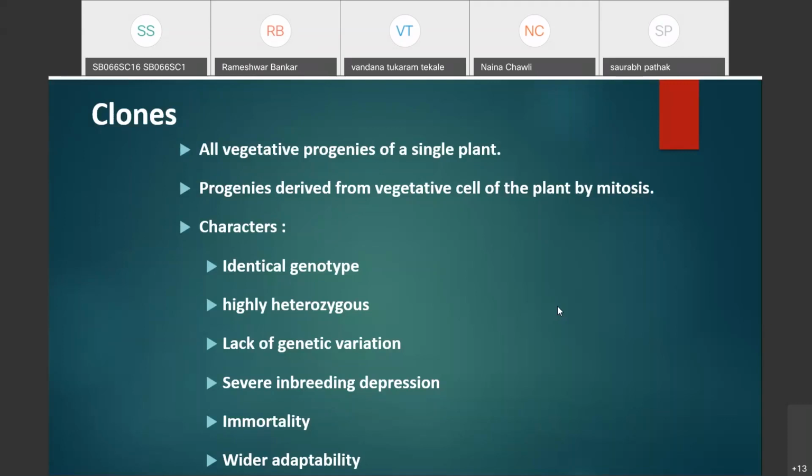Then the next one, lack of genetic variation, as we just discussed, these are genetically uniform. Then the second one, severe inbreeding depression. Whenever these clones, as these are highly heterozygous, are crossed with each other, they show severe loss in vigor due to inbreeding, or in their productivity, and that will result in poor yield.